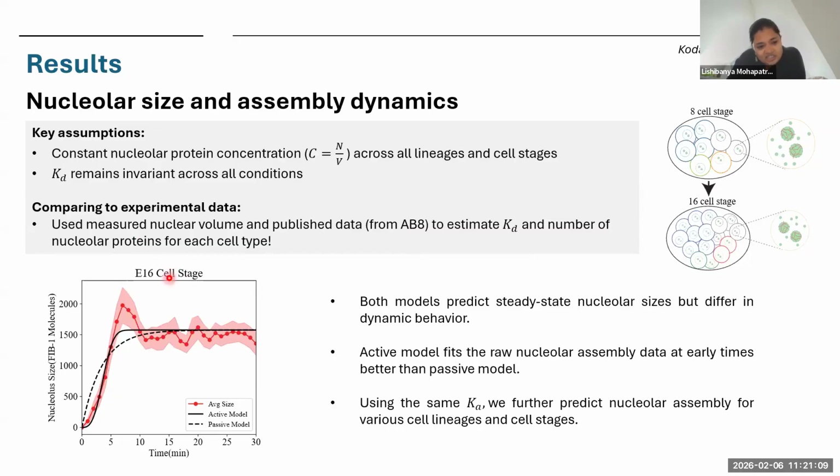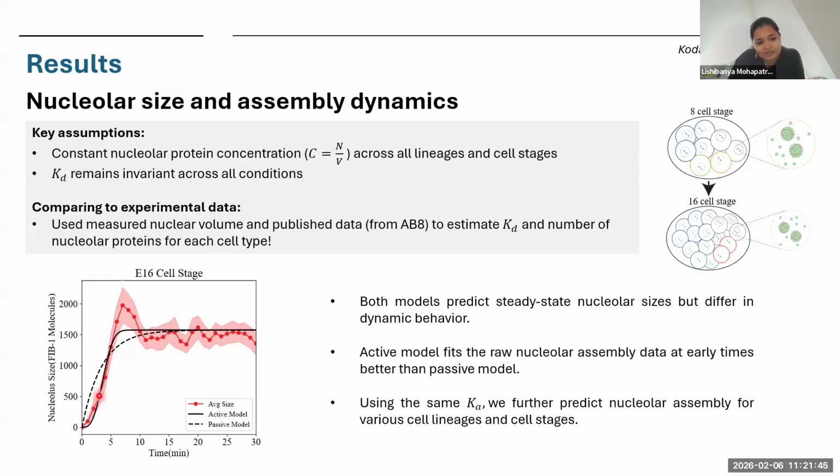And we compared the prediction of both of the theoretical models with the experimental data, and we noted a couple of interesting observations. While both of the models predicted the same nucleolar size, their dynamic behavior was very different. And we saw that the active model, in particular, the model which assumed that your template was also growing with time, as was the number of droplets condensing on it, was able to correlate with the data much better than the passive assembly model. So that was really interesting to us.